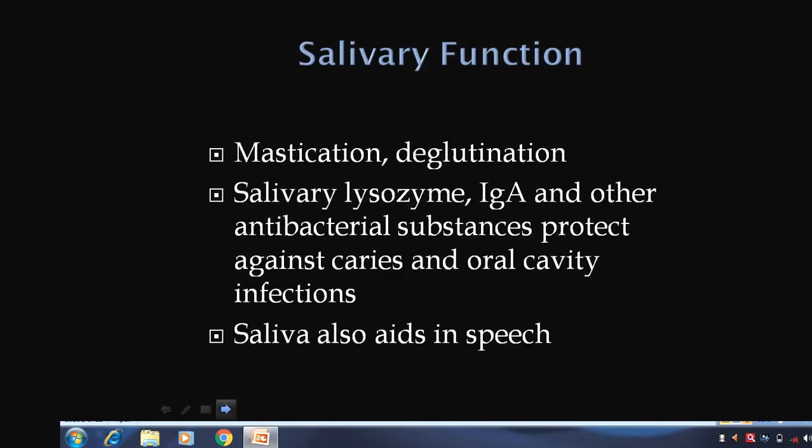Now the functions of saliva: mastication and deglutition. Salivary lysozyme, IgA and other antibacterial substances protect against caries and oral cavity infections. Saliva also aids in speech. These are the basic functions of salivary secretions.